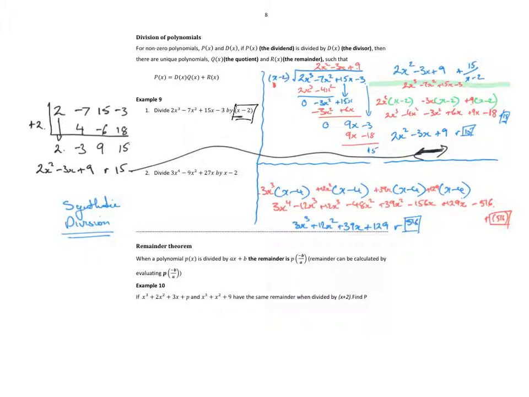Okay, so if you recall, let's come back down there to our remainder theorem. When our polynomial is divided by some factor ax plus b, the remainder is negative b on a. And that leads us to how we find that first solution for factorising. So I guess another application of this: if x cubed plus 2x squared plus 3x plus p have the same remainder when divided by x plus 2, find p.